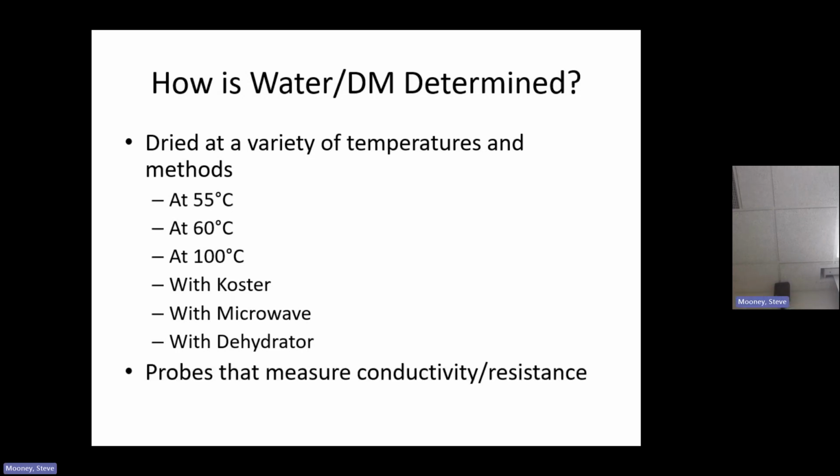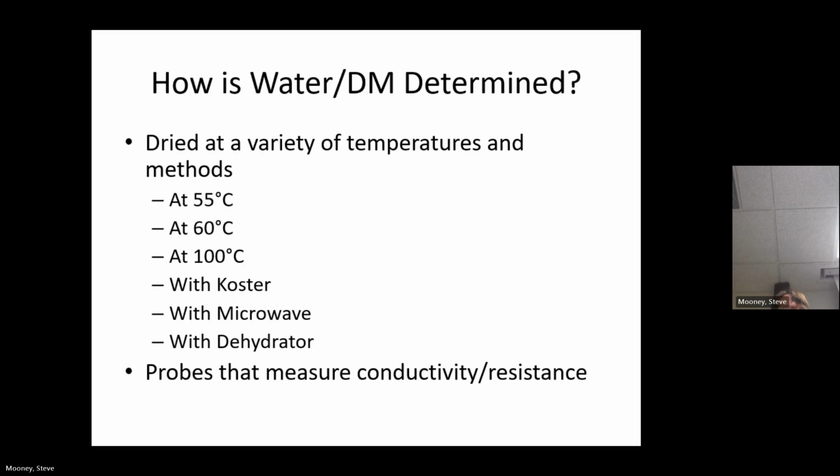There are probes that will measure conductivity or resistance to electrical flow. So the more water there is in the feed stuff, the more electricity should flow. And if we can correlate that with a known amount of water, we can get our estimates for that. I know we got a lot of grain probes that'll do this for us. They're not really good for hay and things like that, but they're better than nothing, I suppose, most of the time.